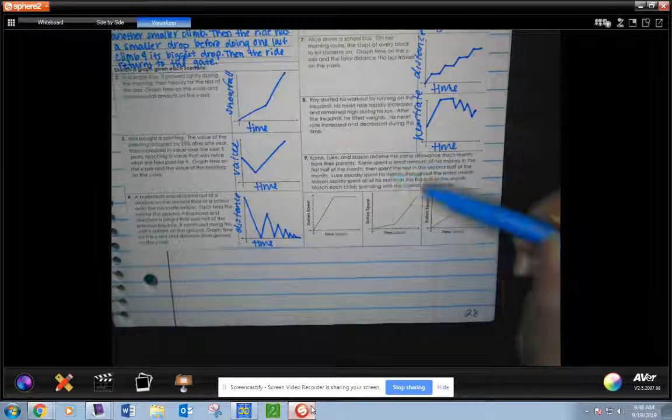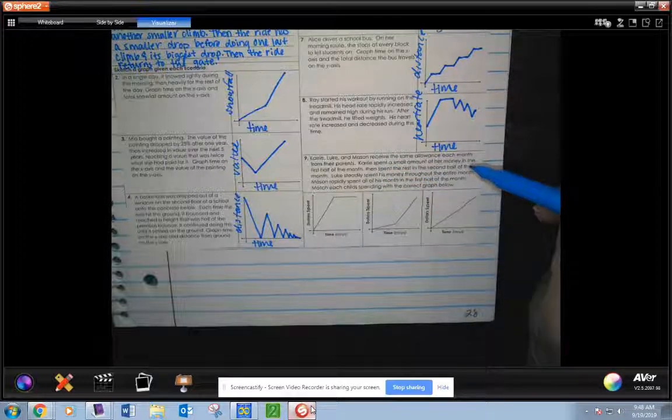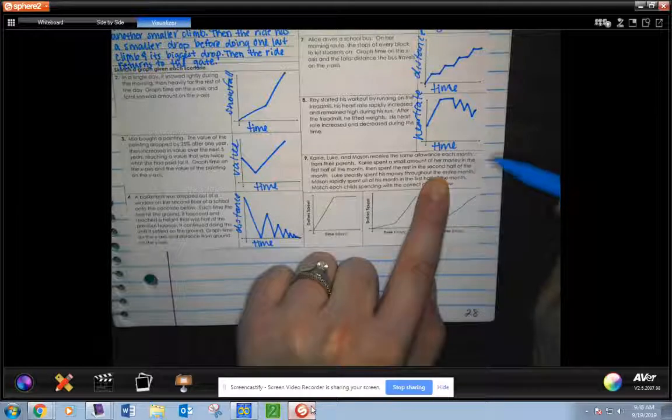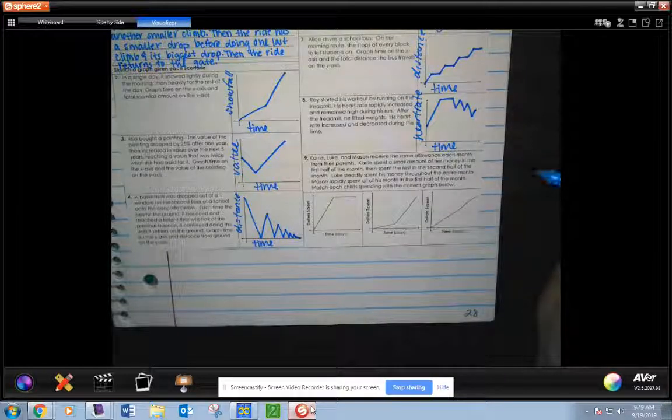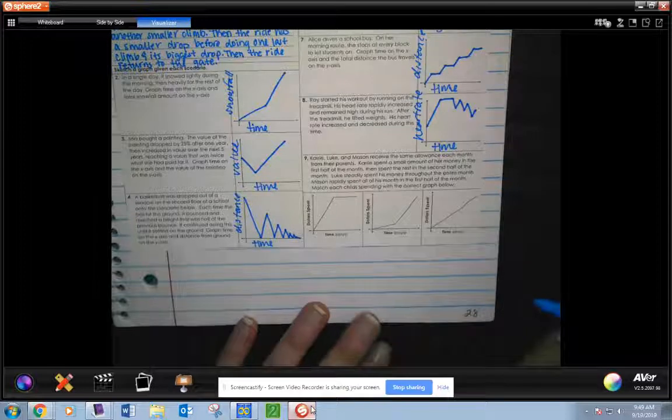For the last example, it says Carrie, Luke, and Mason receive the same allowance each month from their parent. What we want to do is match them to their graph. It says Carrie spent a small amount of her money in the first half of the month, then spent the rest in the second half. Okay, so if she spent a small amount, we want to start increasing slowly. And then if she spent the rest of it, we want to go fast. So the only graph that increases slowly and then jumps fast is this one right here. So this is Carrie.